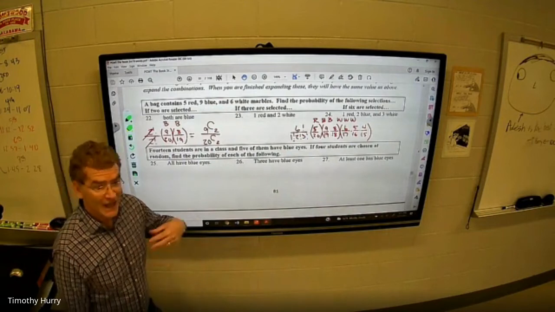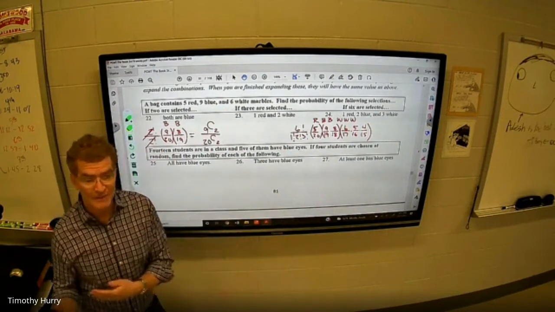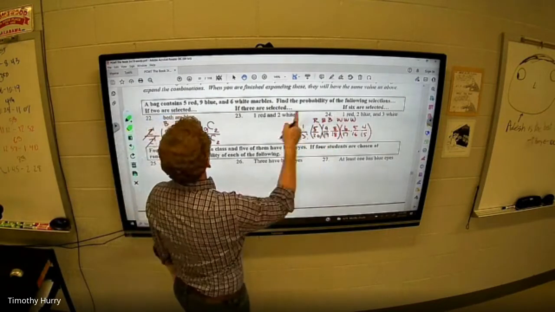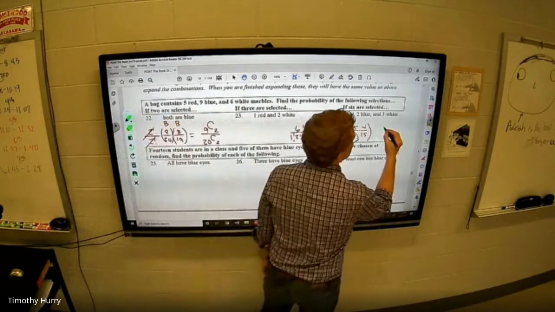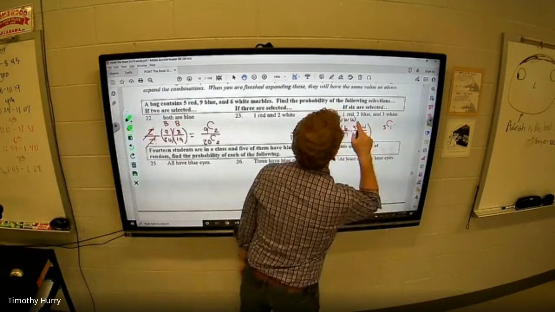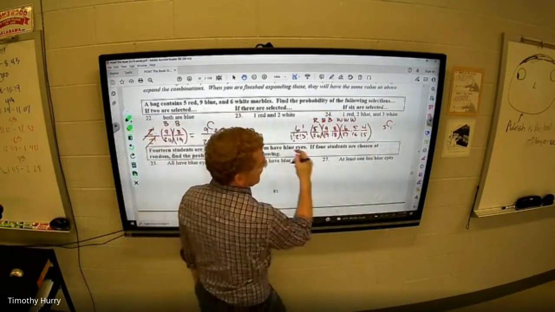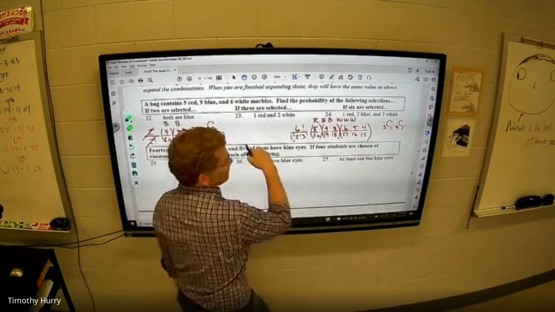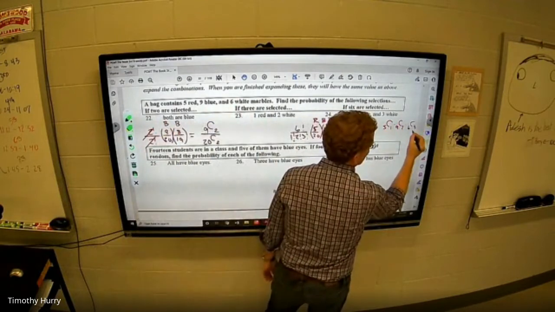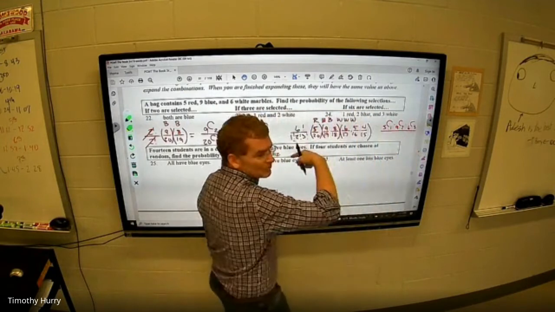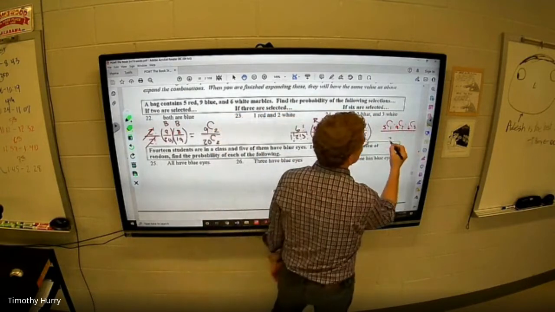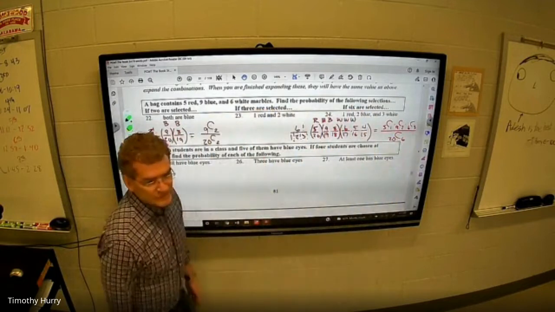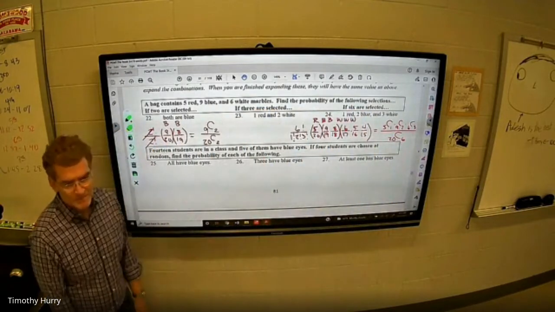Now, an easier way, I think, is to use combinations, right? So combinations would be 1 red. So I'm picking from the 5. So 5C1, 2 blues from the 9, so 9C2, 3 whites from the whites, so 6C3, and I'm picking 6 marbles from the total of the 20, 20C6. But these are equal and totally acceptable.